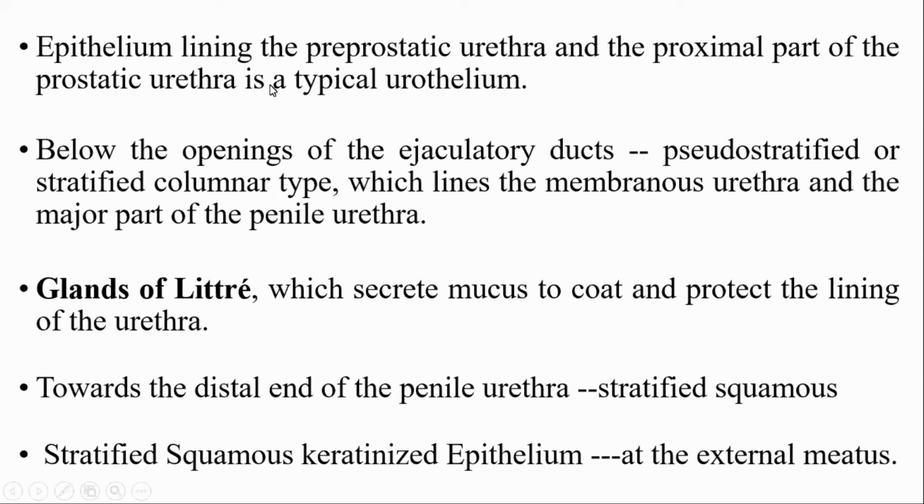Up to the opening of the ejaculatory duct, they are lined by transitional epithelium. Then below the opening of the ejaculatory duct, they are lined by pseudostratified or stratified columnar type. Then toward the distal end of the penile urethra, they are lined by stratified squamous non-keratinized type. Then at the external urethral meatus, they are lined by stratified squamous keratinized epithelium.